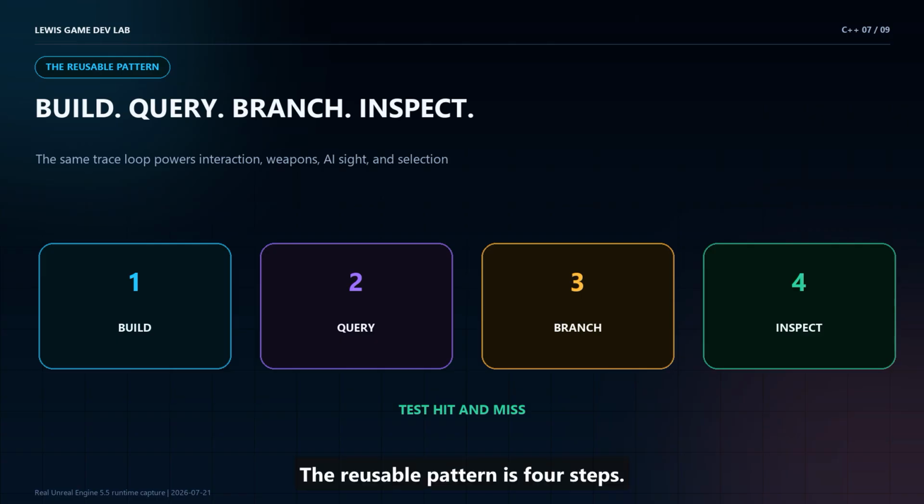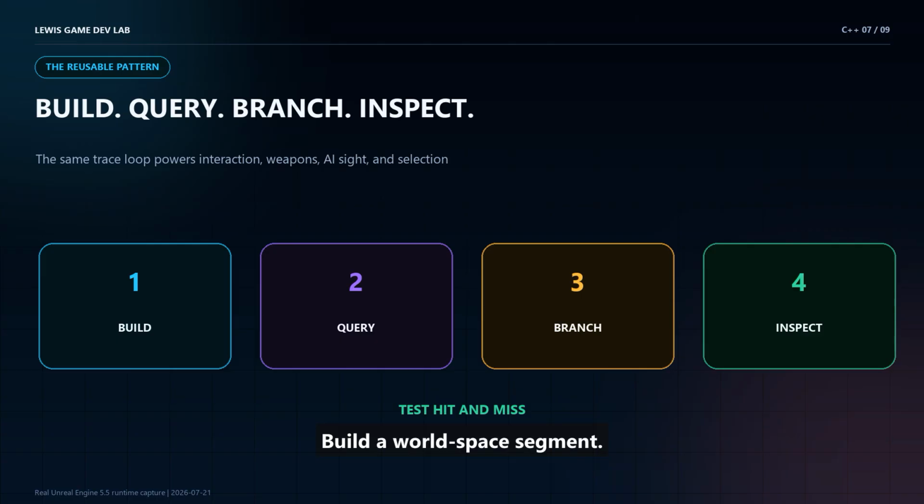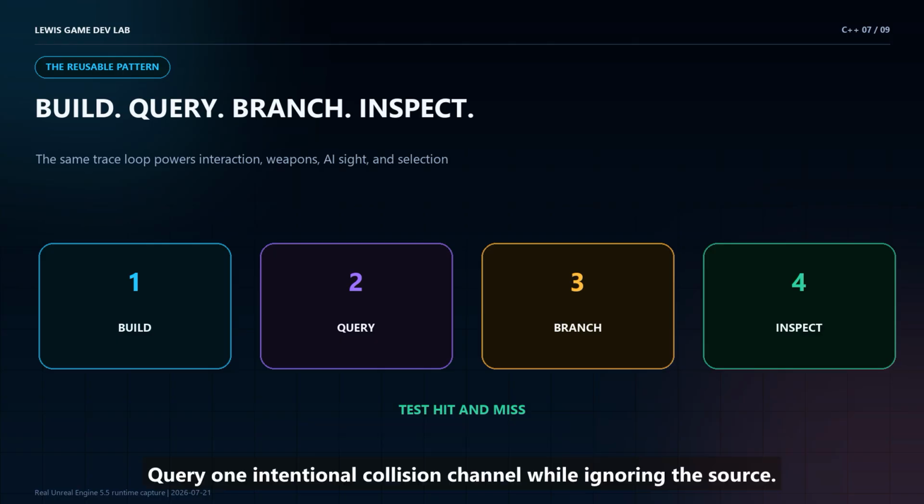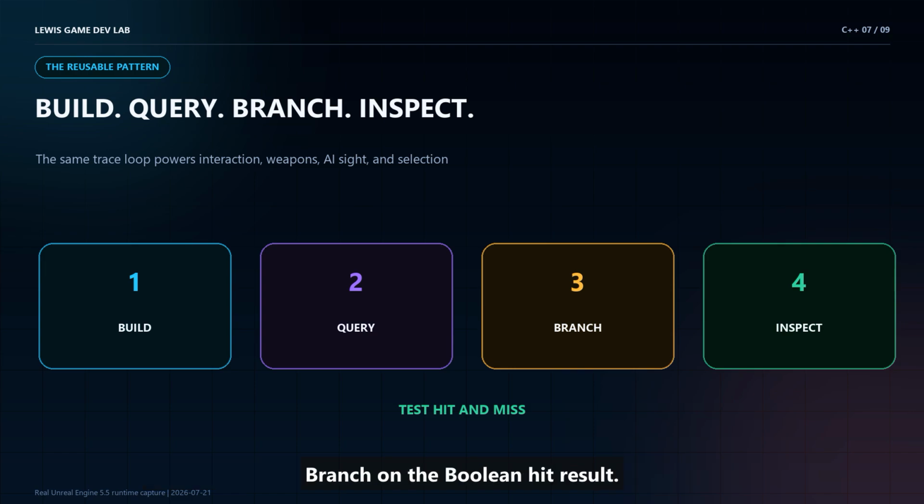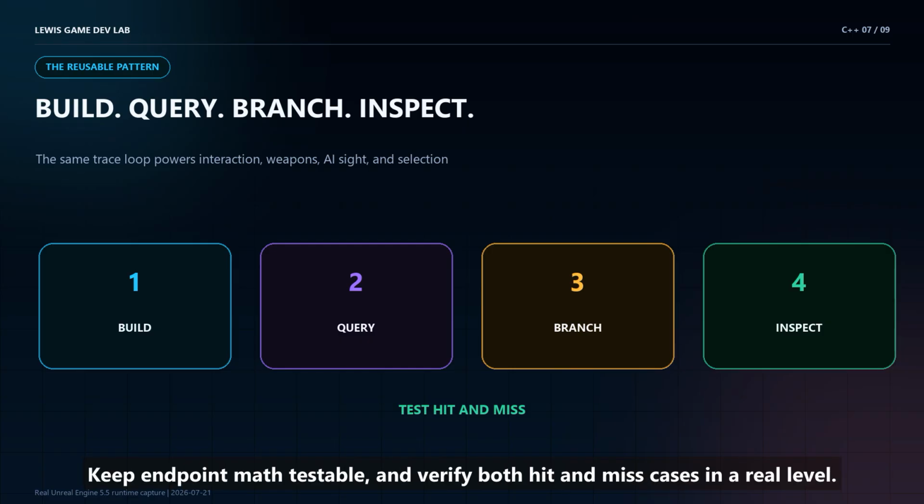The reusable pattern is 4 steps. Build a world space segment. Query 1 intentional collision channel while ignoring the source. Branch on the Boolean hit result. Inspect only the fields needed by the gameplay response. Keep endpoint math testable and verify both hit and miss cases in a real level.